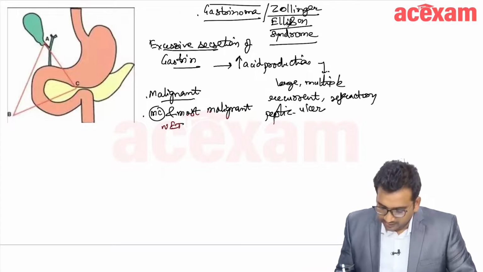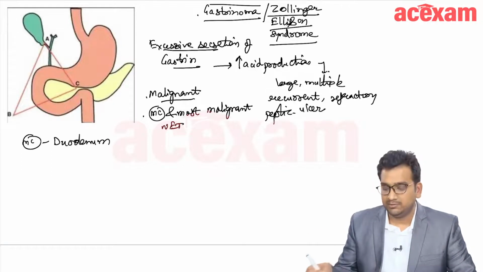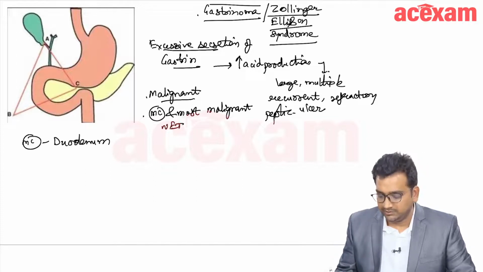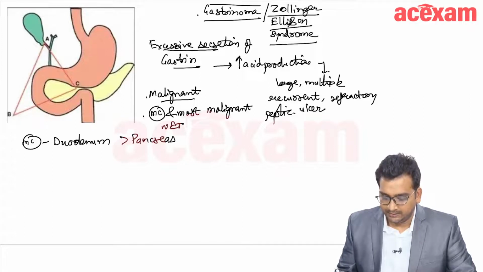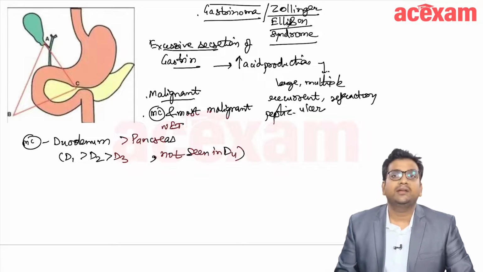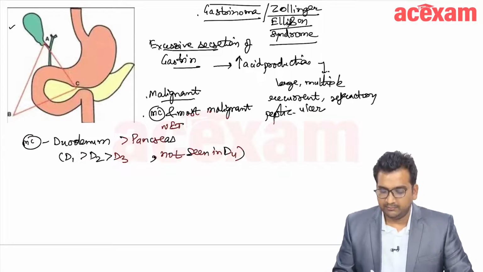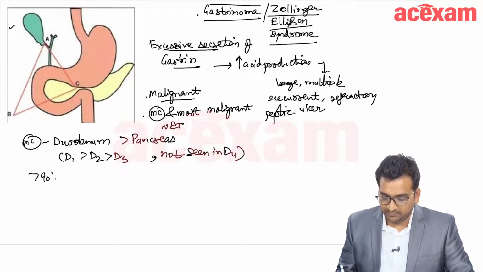Okay. Now, it is most commonly seen in duodenum. Even if it is a pancreatic neuroendocrine tumor, but if you will see gastrinoma overall, it is most commonly seen in duodenum, followed by pancreas. Okay, and in duodenum also, it is most commonly seen in D1, followed by D2, followed by D3, and is not seen in D4. Okay, why is there a diagram here? Because majority of the gastrinomas, more than 90% of gastrinomas are seen in this triangle.